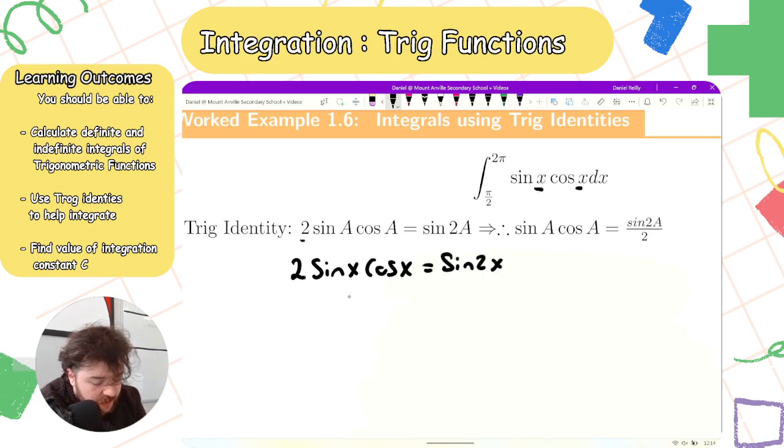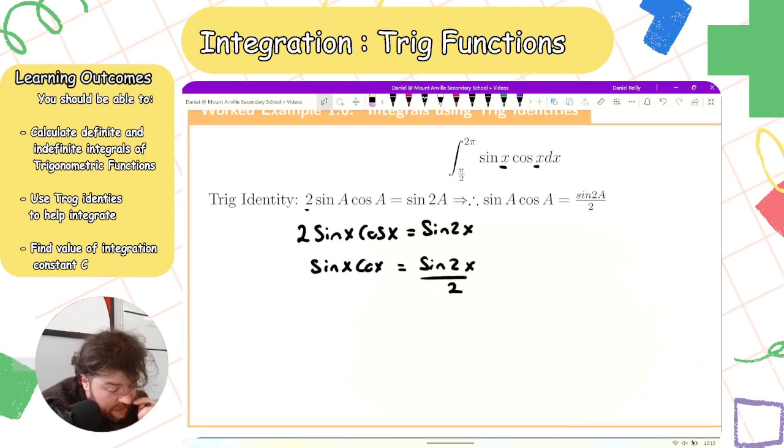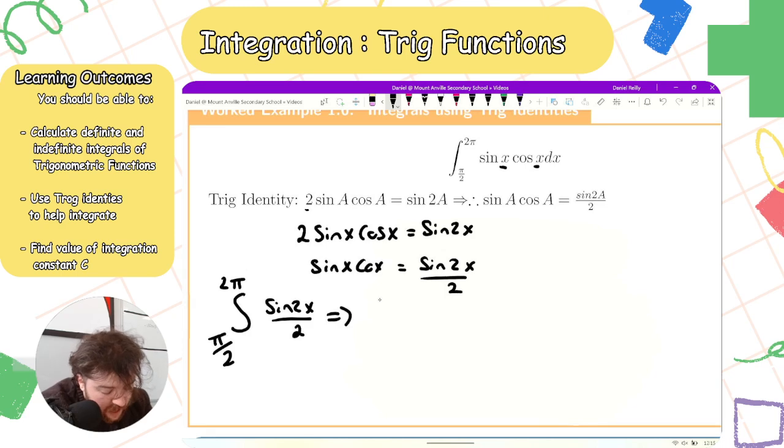And I just have sine x cosine x. So sine x cosine x is going to be equal to sine 2x divided by 2. Therefore, I can rewrite sine x cosine x as sine 2x over 2. Now I'm integrating between 2 pi and pi over 2, sine 2x over 2. The integral of sine is minus cosine, so it's minus cosine 2x divided by the derivative of the angle, which is 2. So I'd be multiplying the bottom here by 2, so it'd be 4 here.